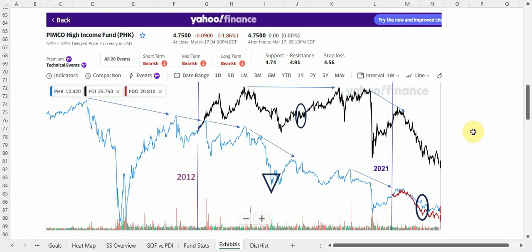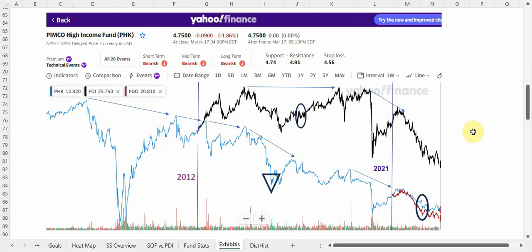PHK and PDO, along with PDI, are all PIMCO funds, and they share an awful lot in common. All 3 of them have very high yields. All of them have very high debt to equities, and all have large running earning deficits. And up until recently, they all shared very high premiums. Another reason is because I'm hoping that comparing these funds side by side over time might give us a little glimpse of the future based on performance past.